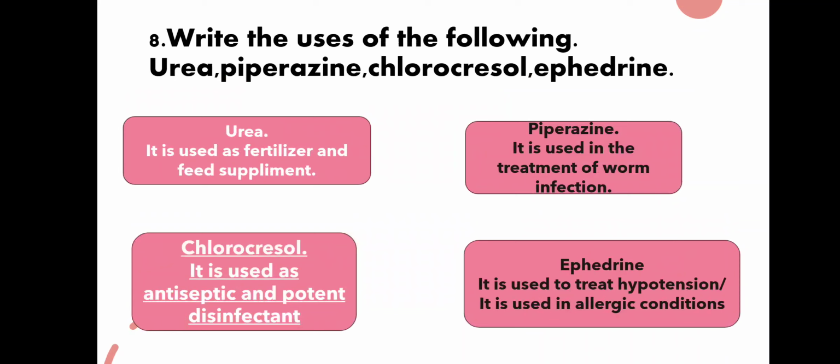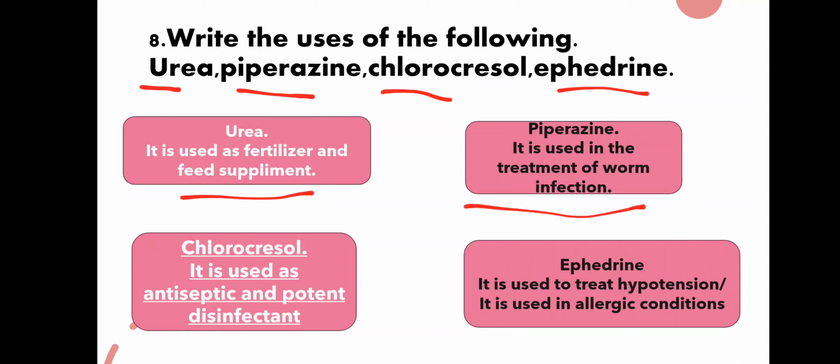Then write the uses of the following: urea, piperazine, chlorocresol, ephedrine. Urea is used as a fertilizer and feed supplement. Piperazine is used in the treatment of worm infection. That's why we call it an anti-worm or deworming syrup, available in the market.